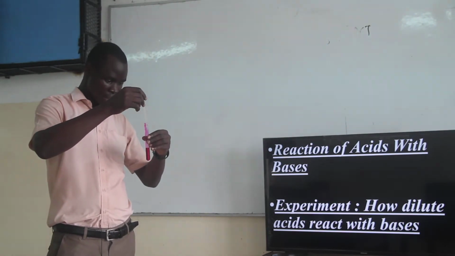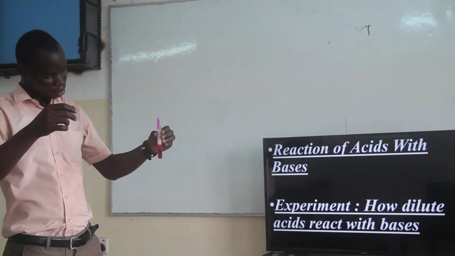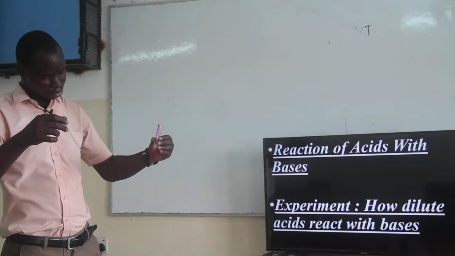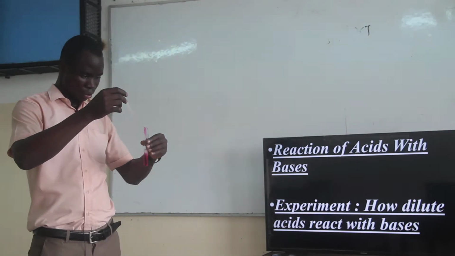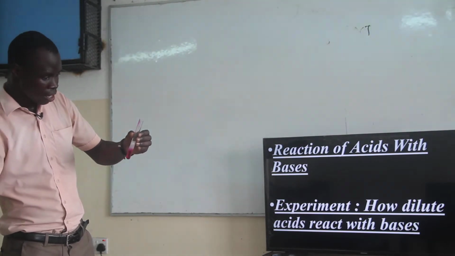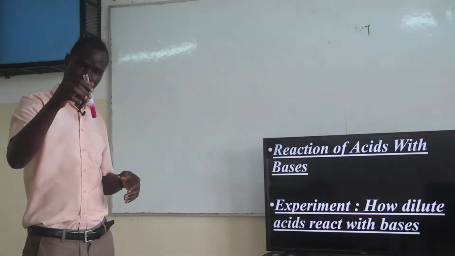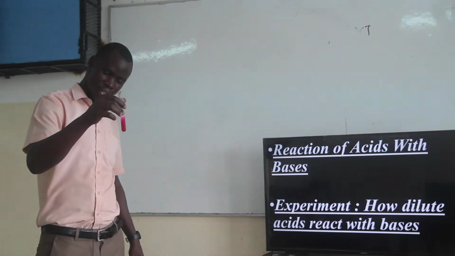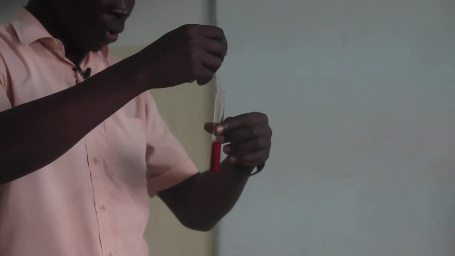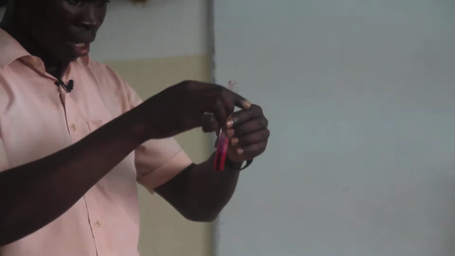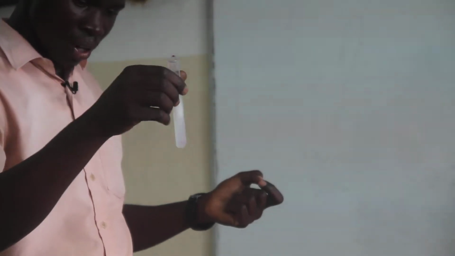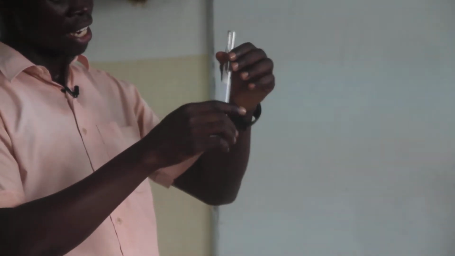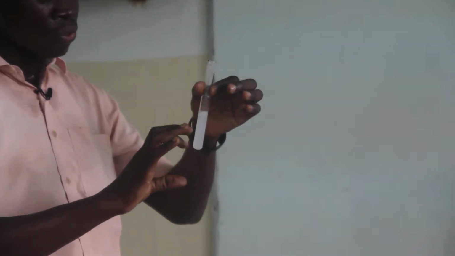So you have found that the acid is reacting with the base. Now you can see clearly the color started changing. The color is changing here. We are expecting to have a colorless solution at the end. As you can see, the color started changing. Now, once we have this, we reach what we call the endpoint.